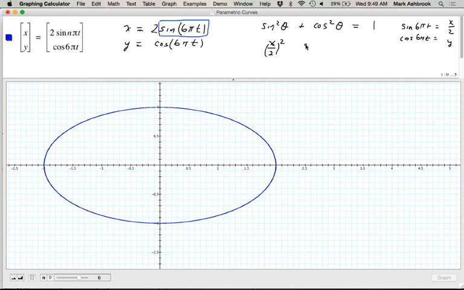And then what is cosine squared of the same argument? Y squared. And look at that. My t's are gone. I got x squared over 4 plus y squared equals 1. And if you remember, you should recognize that as an ellipse, right?